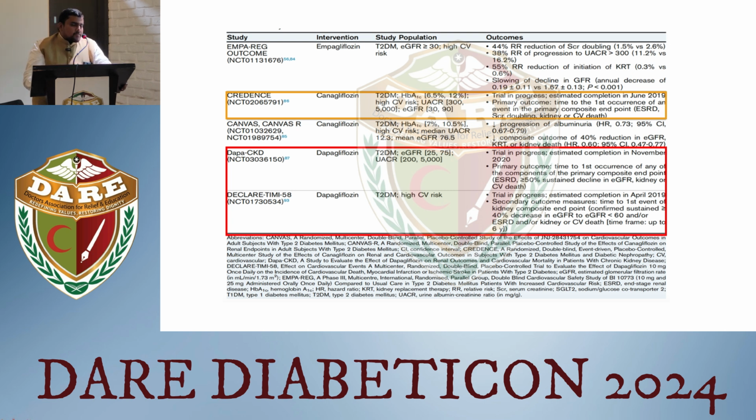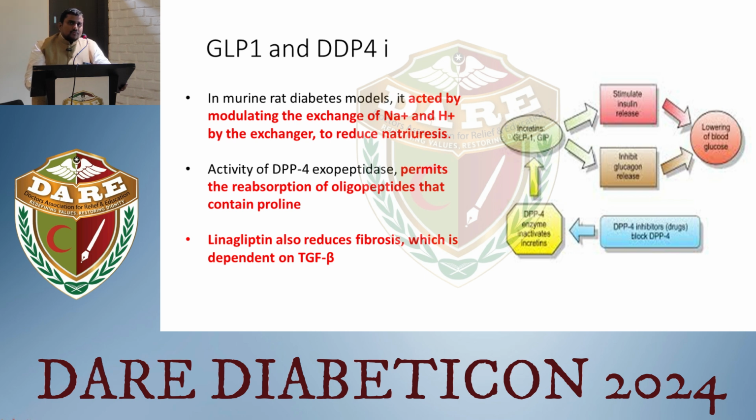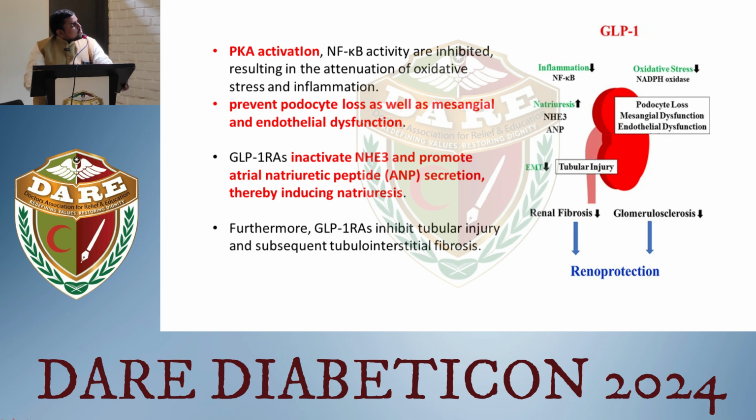Coming to GLP-1 and DPP-4 inhibitors, again another subset of oral hypoglycemic drugs which have a beneficial effect. GLP-1 is now coming up in a big way in treating obesity also. But with respect to the kidney, they act by modulating the sodium hydrogen exchanger to reduce the natriuresis. Also, the DPP-4, which increases the absorption of oligopeptides, can be reduced by using all these inhibitors. Protein kinase A activation and nuclear factor kappa B activity are also inhibited by both these classes of drugs.